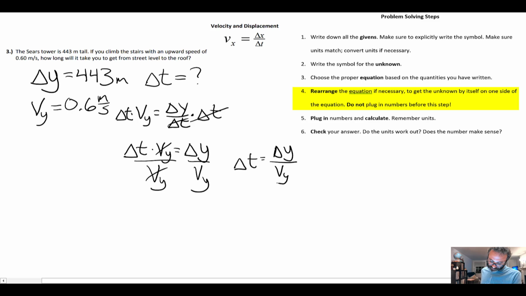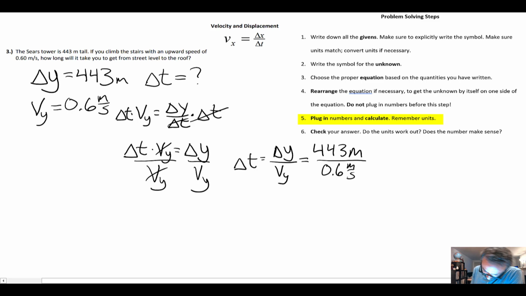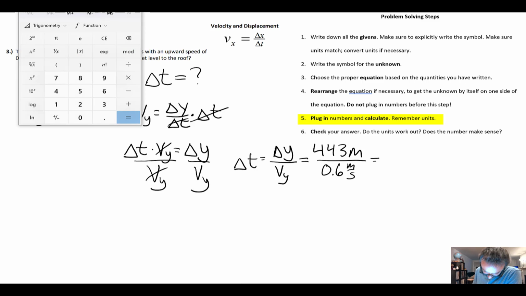So that's step 4. Now I can go on to step 5 and plug in my numbers. I know that my delta y I wrote in the givens was 443 meters tall. The y velocity is 0.6 meters per second, and we know that's positive, right, because we're moving upwards. So 443 divided by 0.6 is what I want to put into my calculator. And I get 738 about.